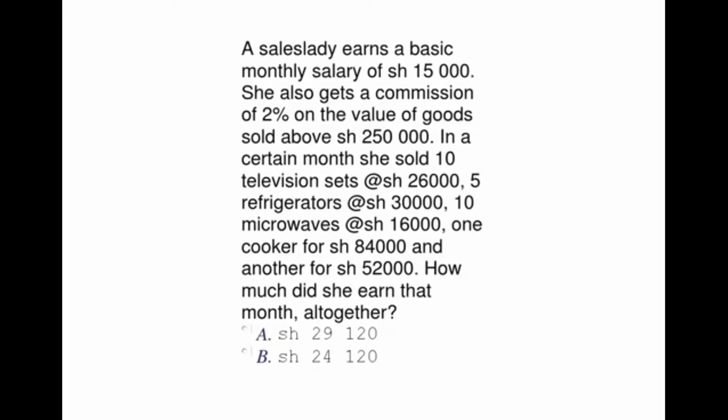A sales lady earns a basic monthly salary of 15,000 shillings. She also gets a commission of 2% on the value of goods sold above 250,000. In a certain month, she sold 10 television sets at 26,000 shillings each, 5 refrigerators at 30,000 shillings each, 10 microwaves at 16,000 shillings each, 1 cooker for 84,000 shillings, and another for 52,000. How much did she earn that month altogether?